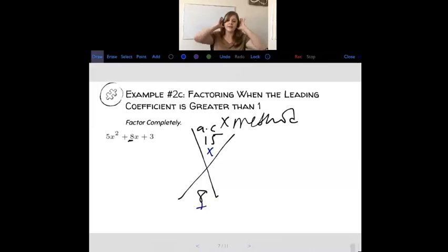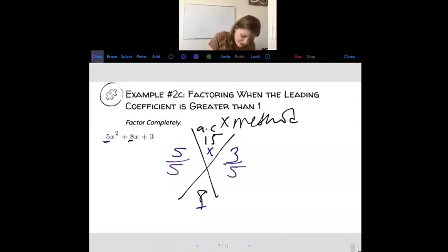Okay, I should note that this method, the x method, is kind of in a way a combination of the previous. It's just a different way to organize your work. So two numbers that multiply to 15 and add to 8 are 5 and 3. And we do the same thing. We take whatever's in front and we divide both of our numbers by 5 and reduce as much as possible.